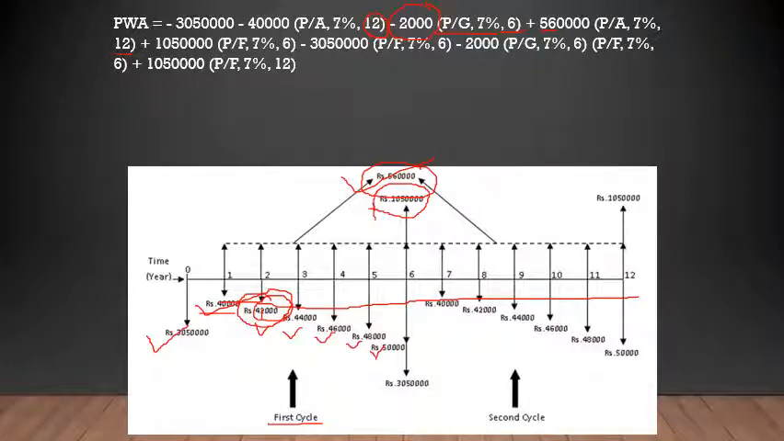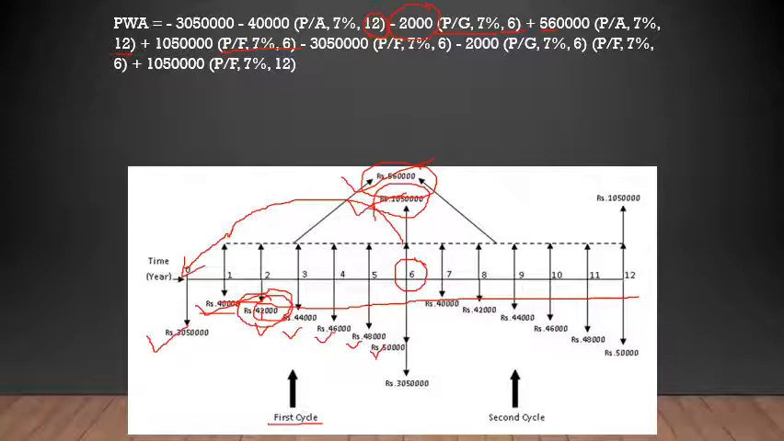How much is it? 10,50,000. Where is it situated? At t is equal to 6. So that has to be converted into P at t is equal to 0. Which factor I have to use? P by F comma 7 comma 6, because it is at a distance of 6 years from now. That has been converted. Put a tick mark. It is also done. What else remains now?